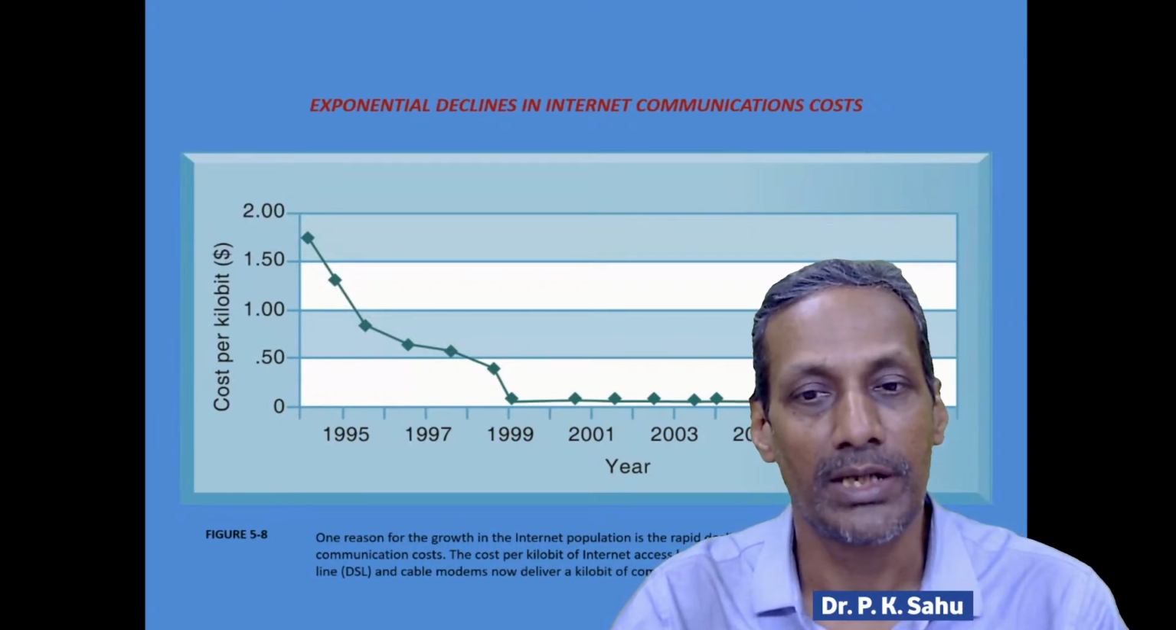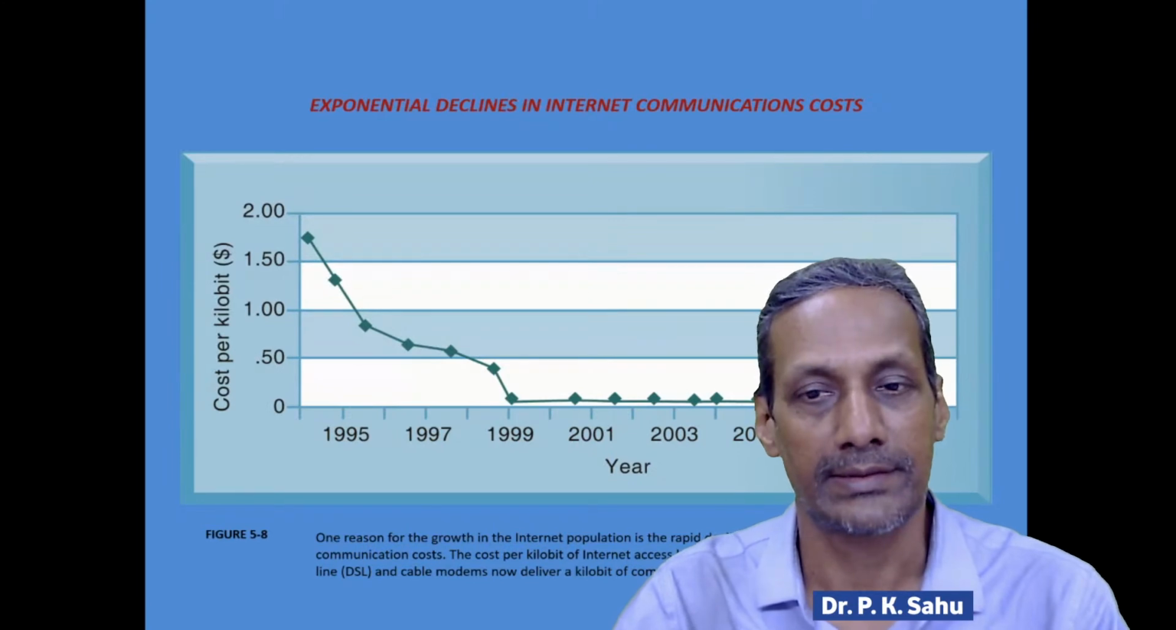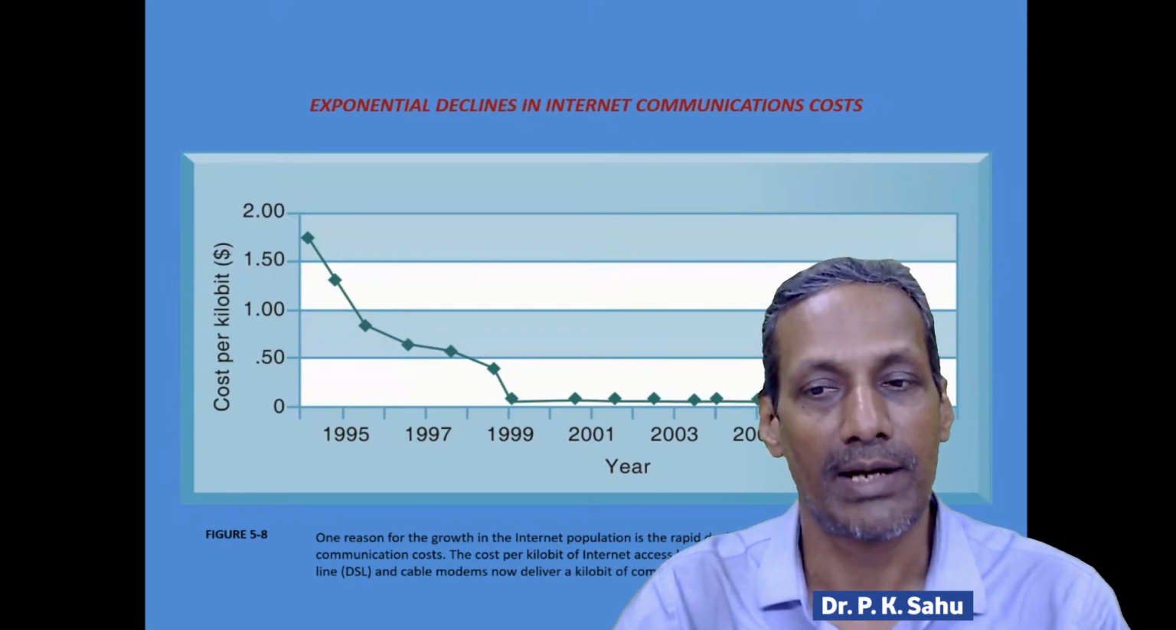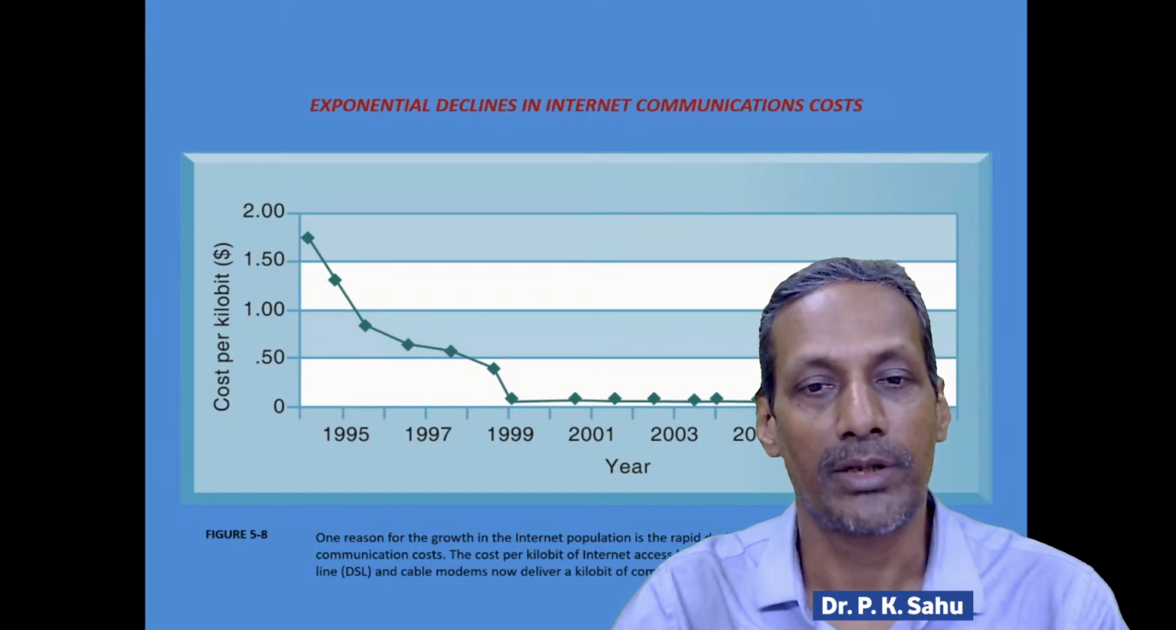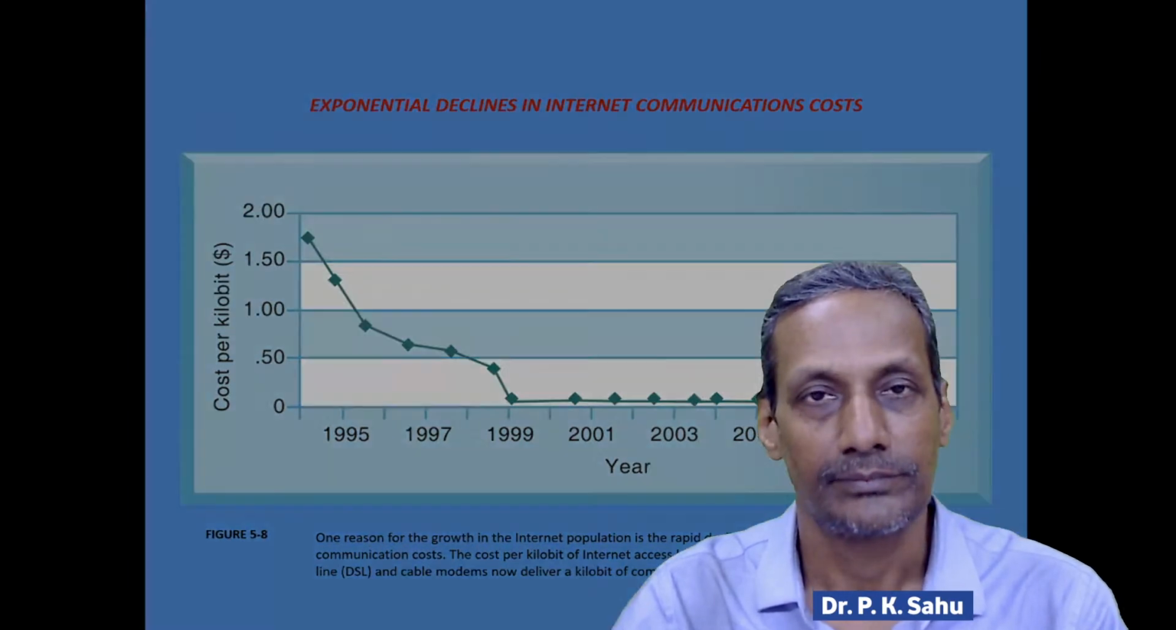The cost per kilobyte of internet access has fallen drastically. So digital subscriber line and cable modems now deliver a kilobyte of communication for a retail price of less than 1 penny.